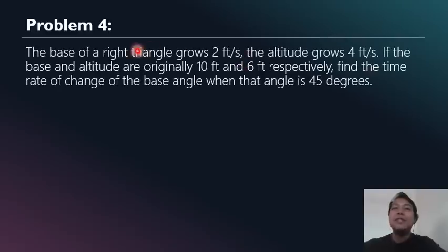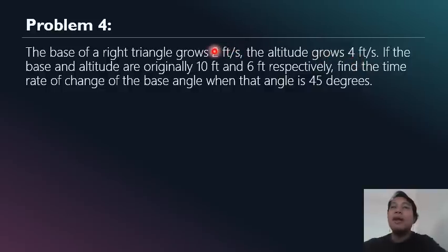Okay, let me present the problem. The base of a right triangle grows. So, meron tayo ditong right triangle. Yung daw base niya humahaba. Gaano kabilis sumaba? 2 feet per second. At yung altitude niya humahaba din, 4 feet per second. Mas mabilis lumaki yung altitude kumpara sa base.